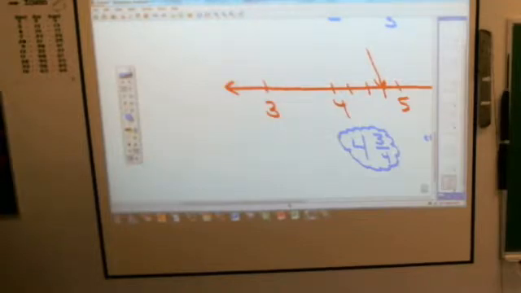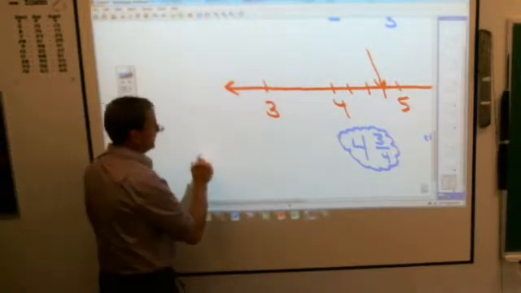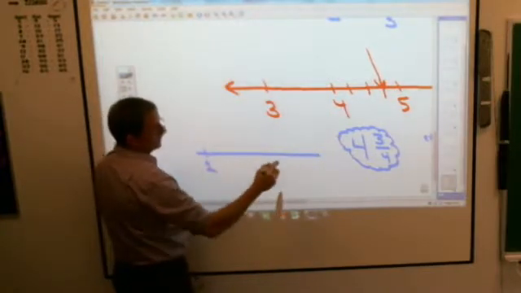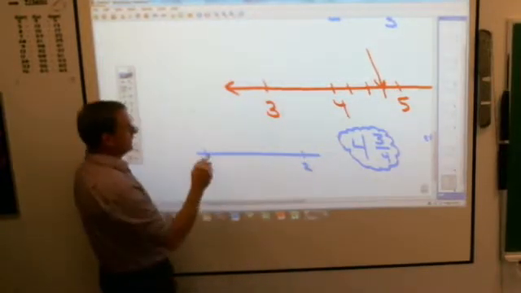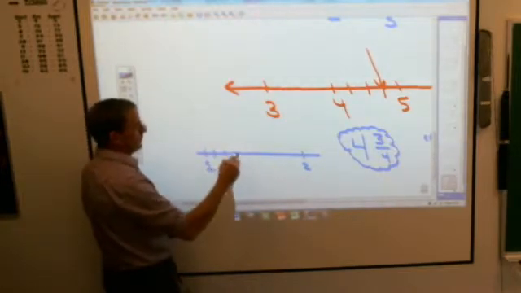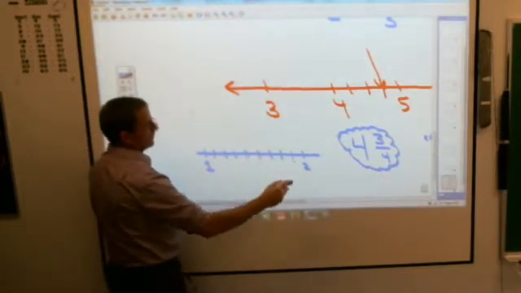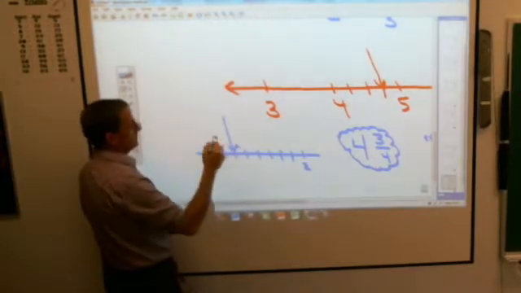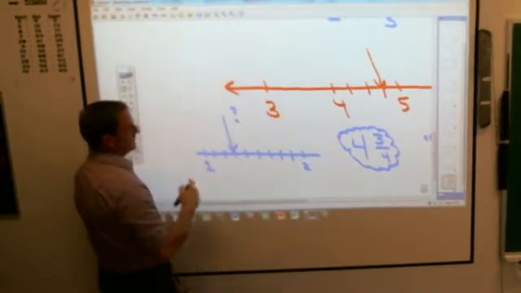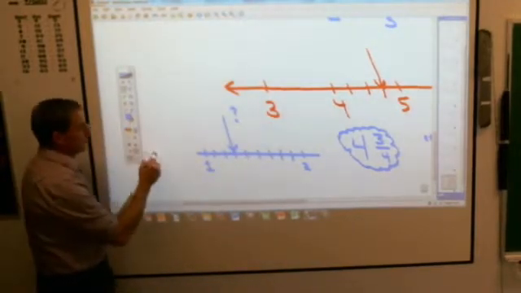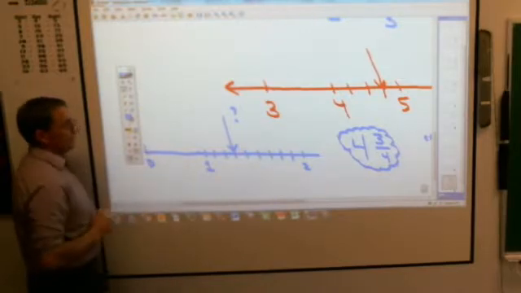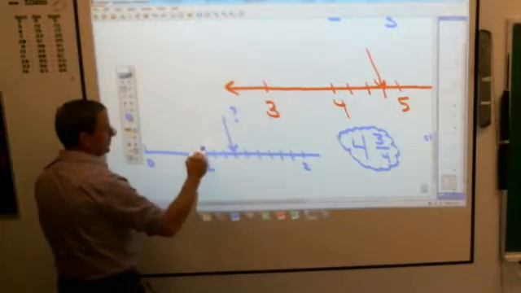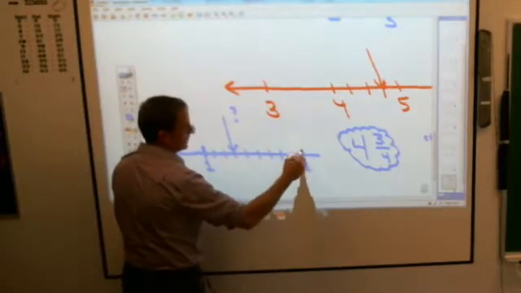Let me give you one more. How about this one? What if I had a number line like this? And this was 1, and this is 2, and I have 1. My little arrow's pointing to this. What mixed number is this arrow pointing to? What mixed number is that arrow pointing to? I'll put big old hash marks here for these.